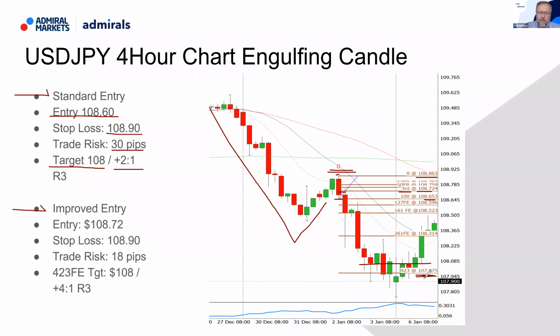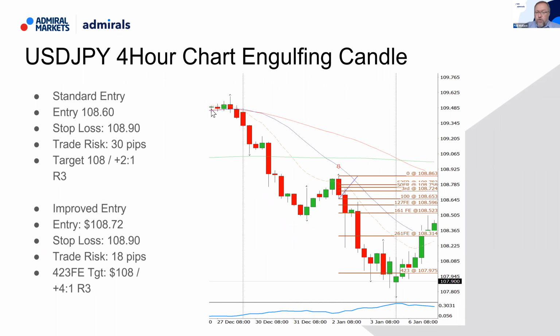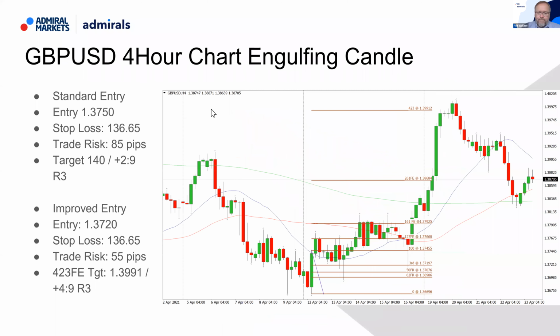But don't be a dick for a tick. If it hits the big round number, which as you can see it did at 108, well, that actually generates a 4-to-1 reward to risk ratio. So same trade, same move, but that was an opportunity for you to generate 4-to-1 as opposed to 2-to-1 on your particular trade. So hopefully that can give you a little bit of an idea, another example of how that can make a big difference to your profitability as a trader.